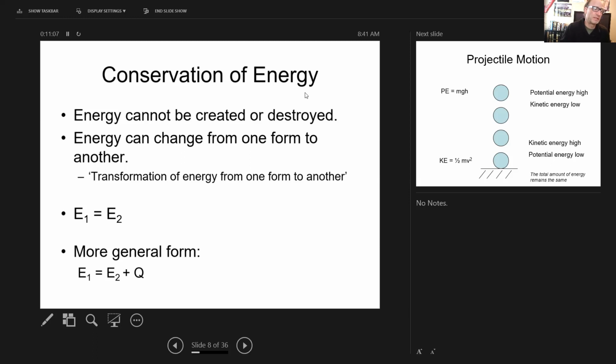For example, heat. So a lot of times we'll write a more general form. If we know the chemical and mechanical energy at time one, and then we measure the chemical and mechanical energy at time two, they won't be equal to each other because there may have been some transformation to other types of energy, for example, heat. And so we would just add this Q factor into our math equation.